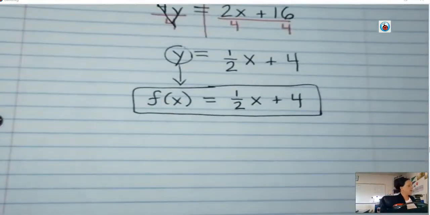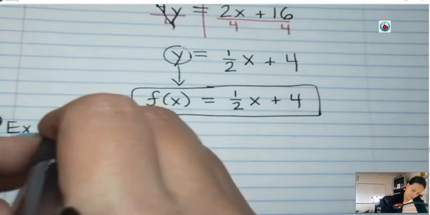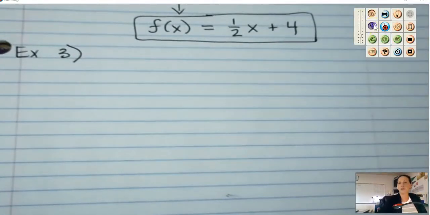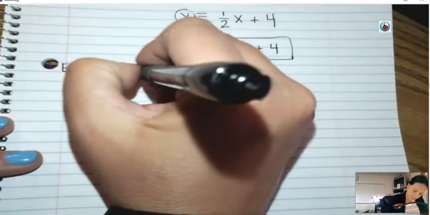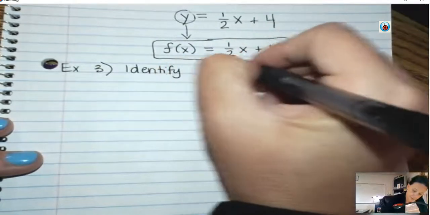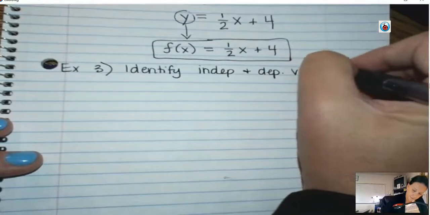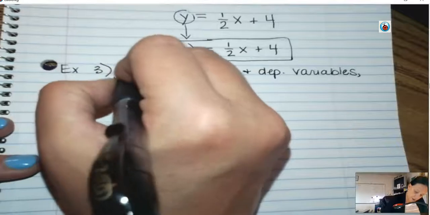Okay, now we're going to practice this in some word problems. Example 3. Now for these word problems, it's going to ask us to do a couple different things. It asks to identify independent and dependent variables. It's going to ask to write the equation in function notation.